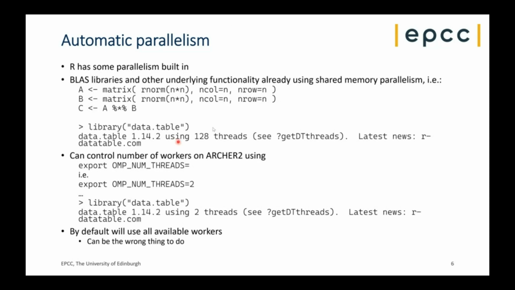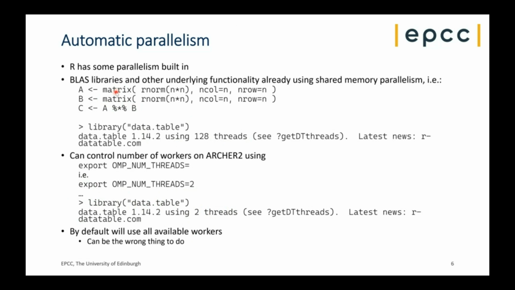So if I said export OMP_NUM_THREADS=2, then when I call import library data.table, you'll see that instead of saying I'm using 128 threads, I'm using 2 threads here. And likewise, when this functionality runs, instead of using 128 threads, it's going to try and use 2 threads. So you have some control of this built-in parallelism.